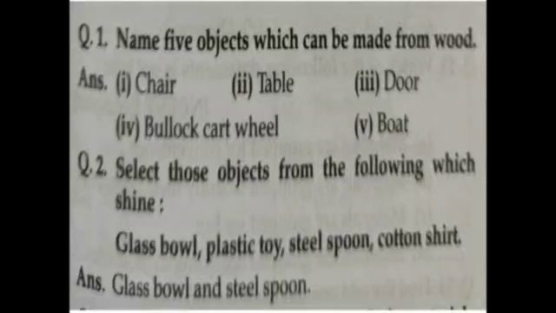Question 2. Select those objects from the following which shine. It means here some objects are given. From these objects you have to select those which shine, which exhibit shine. First is glass ball, plastic toy, steel spoon, cotton shirt. So here which ones shine? Obviously glass ball and steel spoon. These two shine, and plastic toy and cotton shirt are dull materials.